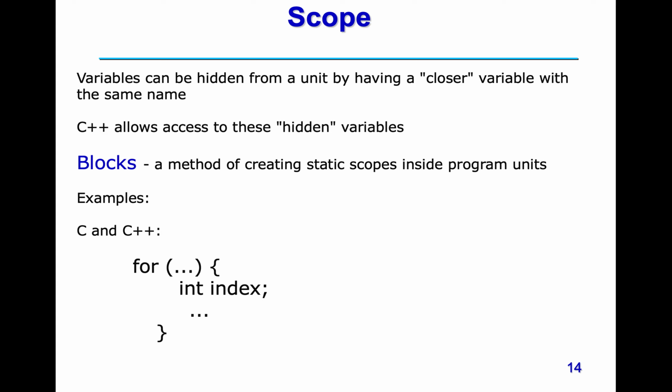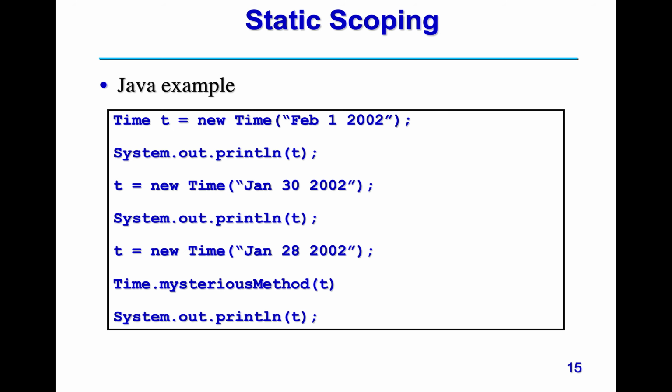So we all know about the curly brackets, the opening and closing curly brackets. And if I put integer index in here, that's a different one that's outside of it. That's a static scope. Static scopes are supported with blocks.